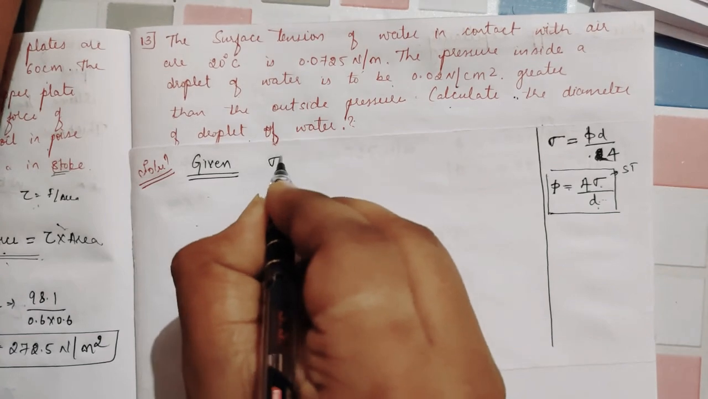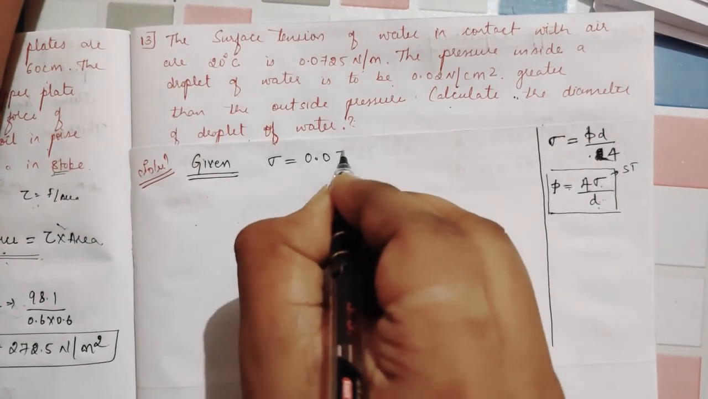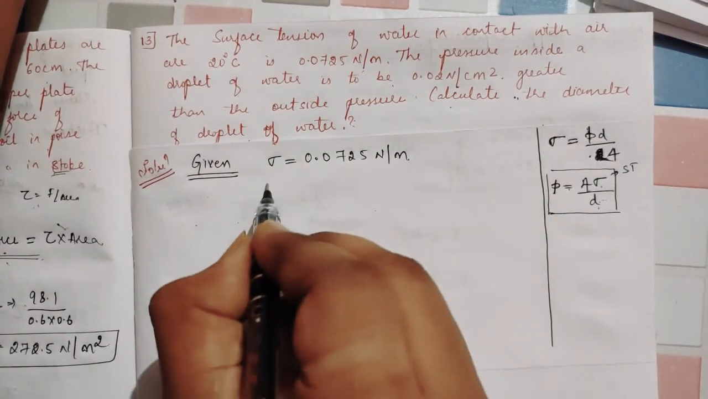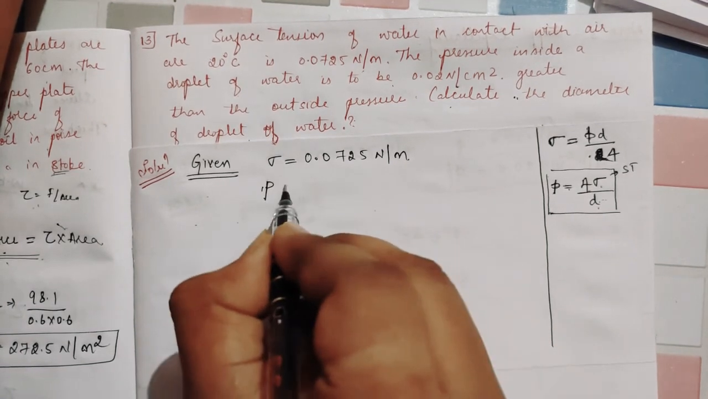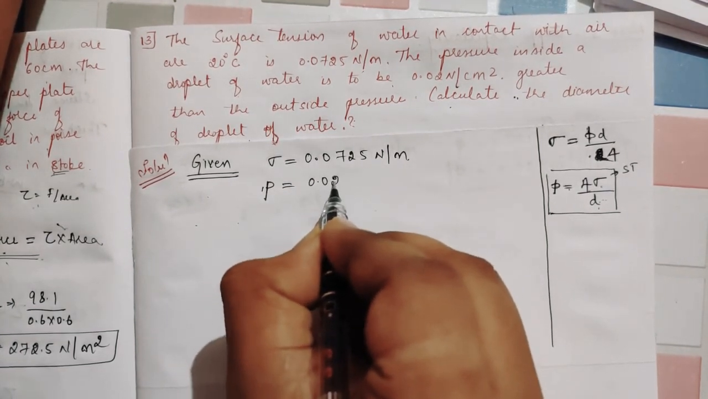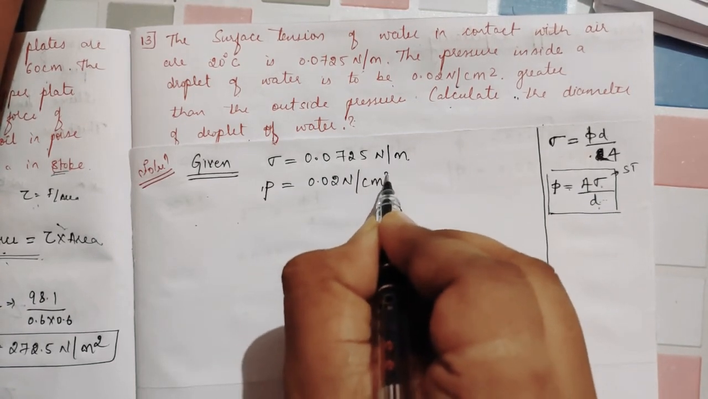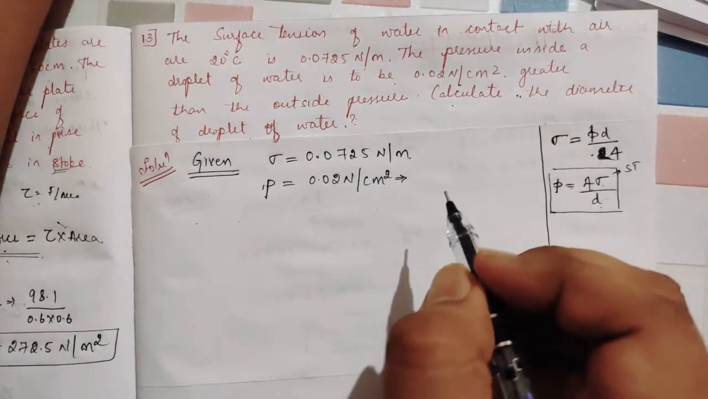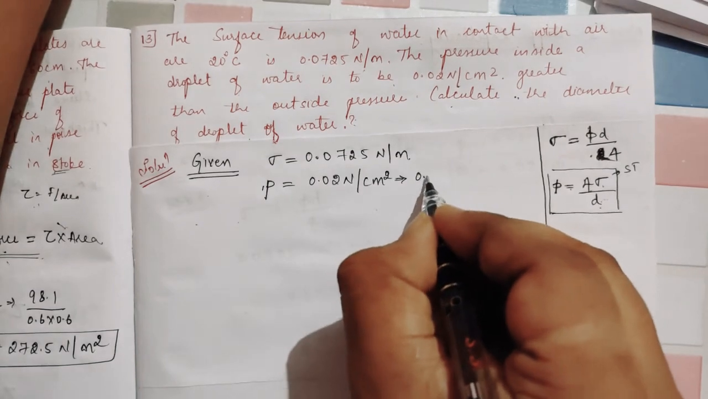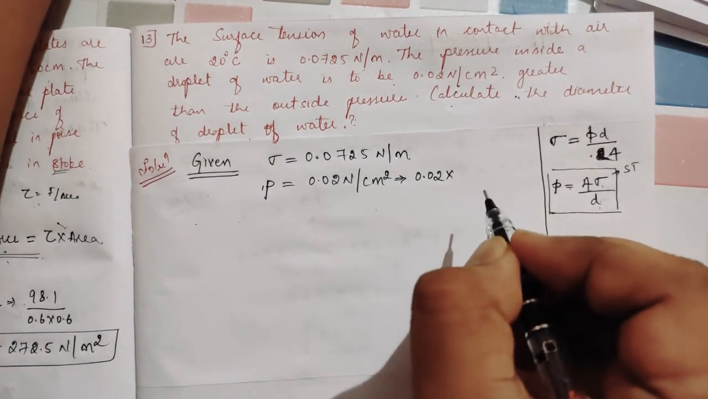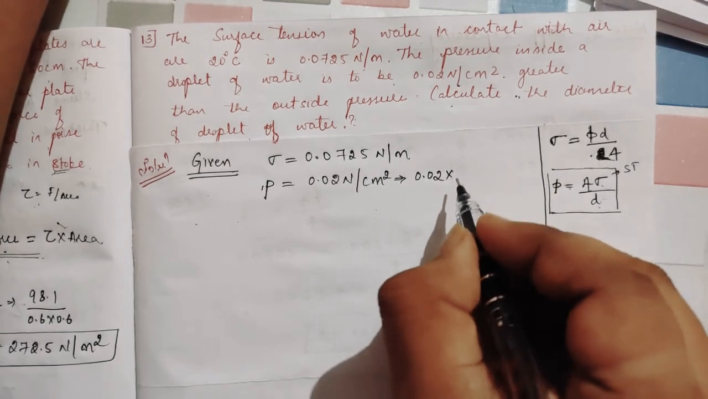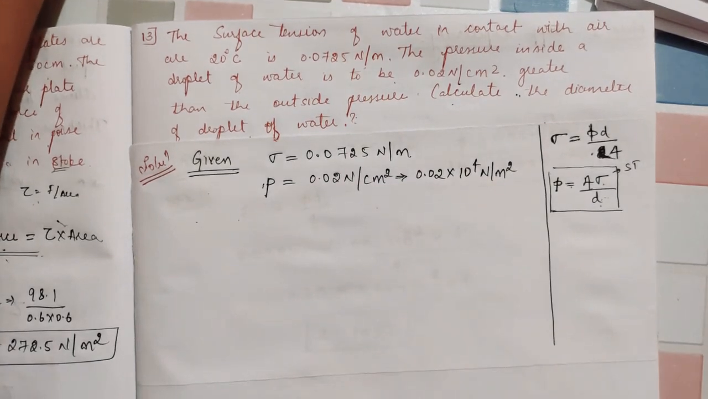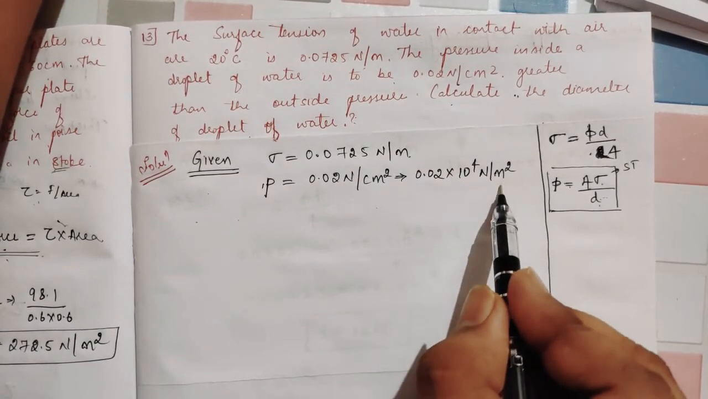So what is given, I'll write it. Surface tension is equal to 0.0725 Newton per meter. Next, pressure, small p, is given, that is 0.02 Newton per centimeter square. In the last problem we have converted, right? So I have to convert it into Newton per meter square. So 0.02 into 10 to the power of 4 Newton per meter square.